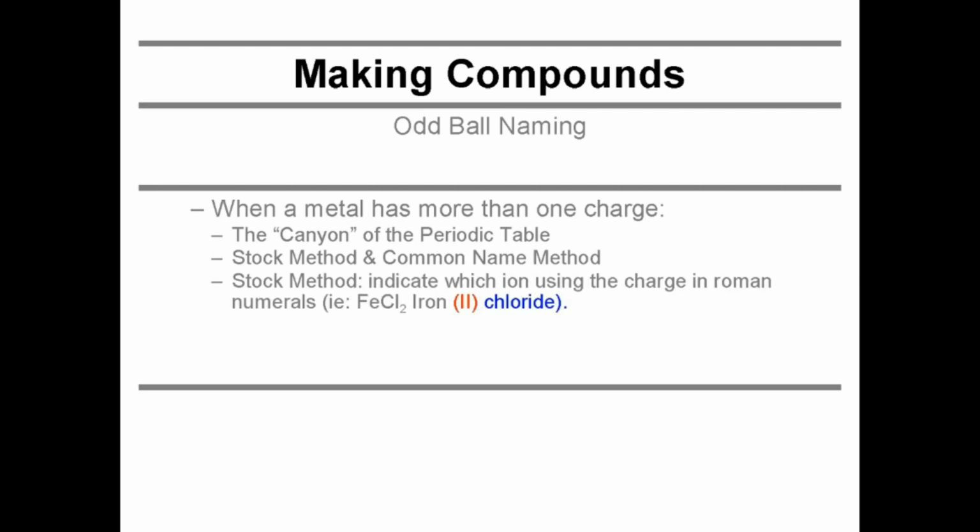What's the difference? With the stock method, we indicate which ion using the charge in Roman numerals. So we name it, for example, FeCl2 would be iron 2 chloride because that iron has a valence of 2. So iron 2 chloride. That's a positive 2. That would be a negative 1. And that is the so-called stock method. We'll put it into Roman numerals behind that metal that's reacting.